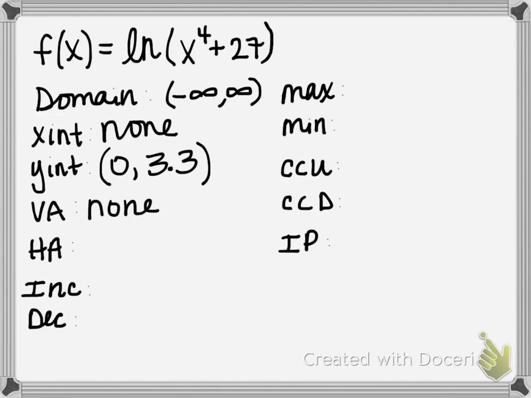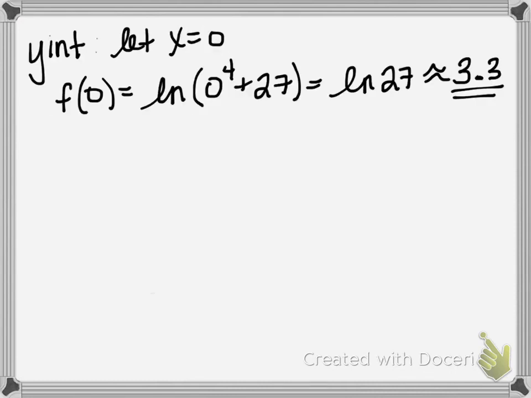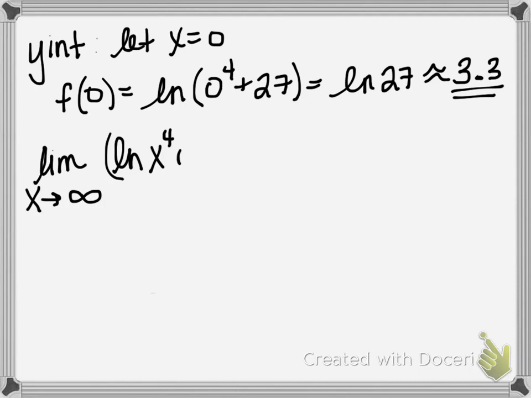Next, we'll move on to the horizontal asymptote. So if there's a horizontal asymptote, remember that that is going to impact the far right and the far left of the graph, which means we have to compute a limit as x approaches infinity of this function. Natural log of the quantity x to the fourth plus 27.